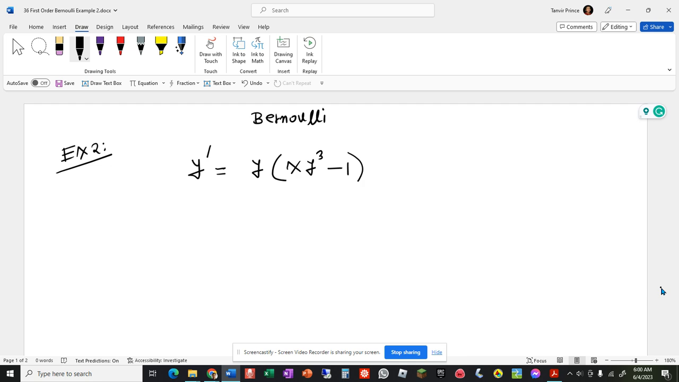Here, it is not exactly in the correct format. If you remember, the correct format is y prime plus p y equals q times y to the power n, where p and q are functions of x or functions of t, whatever we are using, and n is not equal to 0 or 1, because if n is 0 or 1, then it is simply linear and you can apply the linear method.